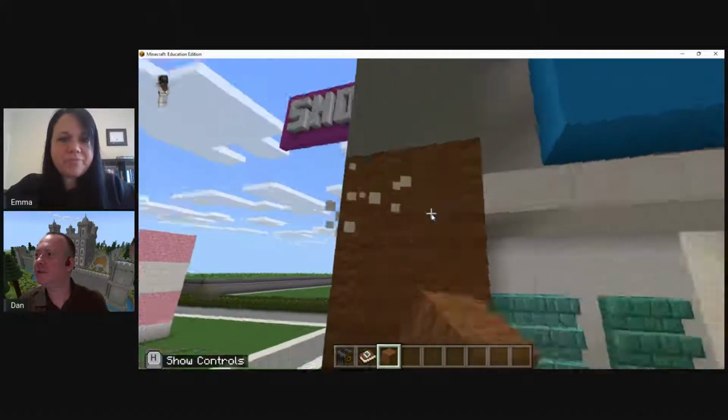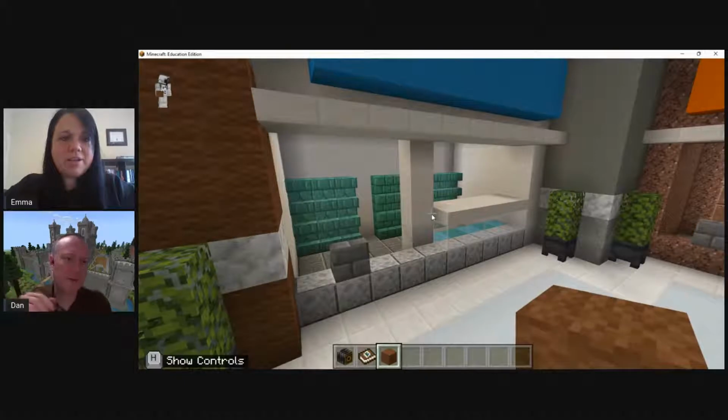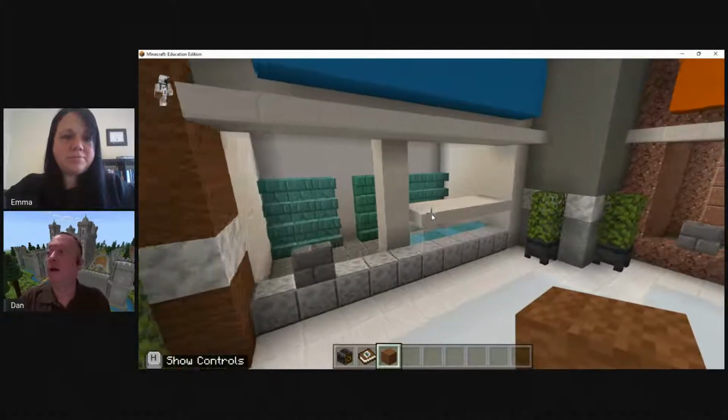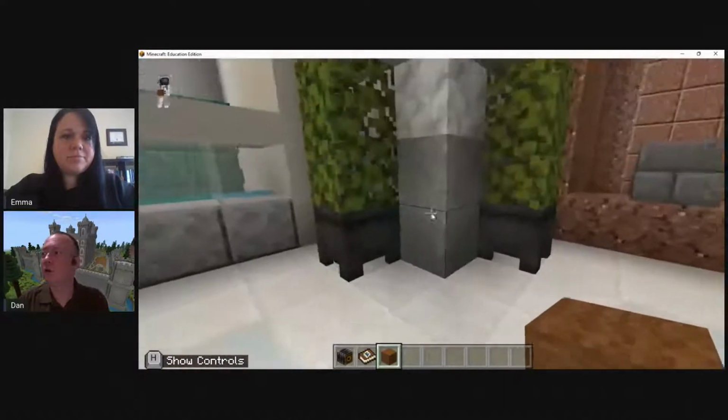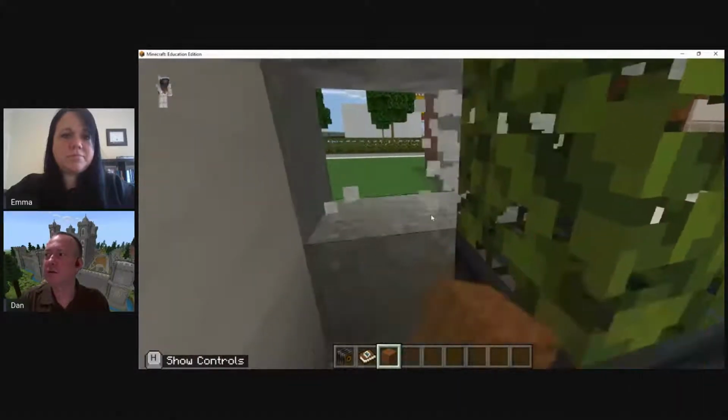So the first thing that I'm doing is, and again, it's one of those things in Minecraft where we may not have a specific block type that we would want to use in the real world. So I'm using something as a stand-in instead. So I'm using wool, and I'm using it basically as a sound absorbing material.